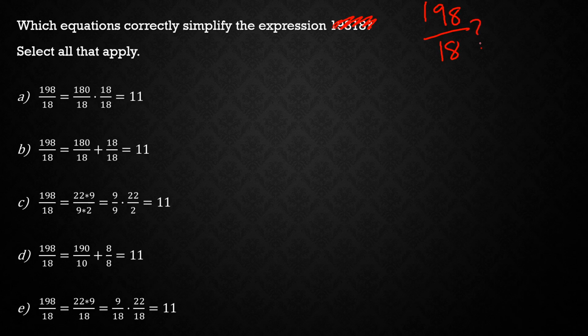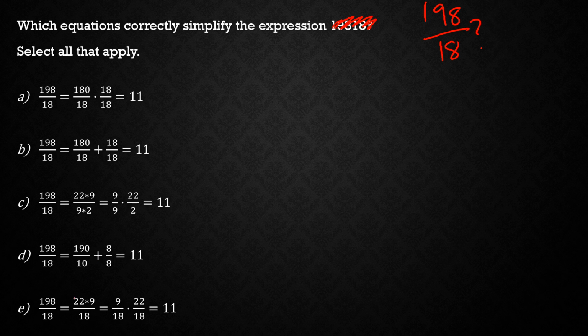Okay, so we want to know which equation correctly simplifies 198 over 18. And we want to select all that apply. Remember, guys, when you have a fraction and you're trying to break it up into two smaller pieces, you always want to add them together. So the first ones I'm going to look at are B and D, because both of those have addition.